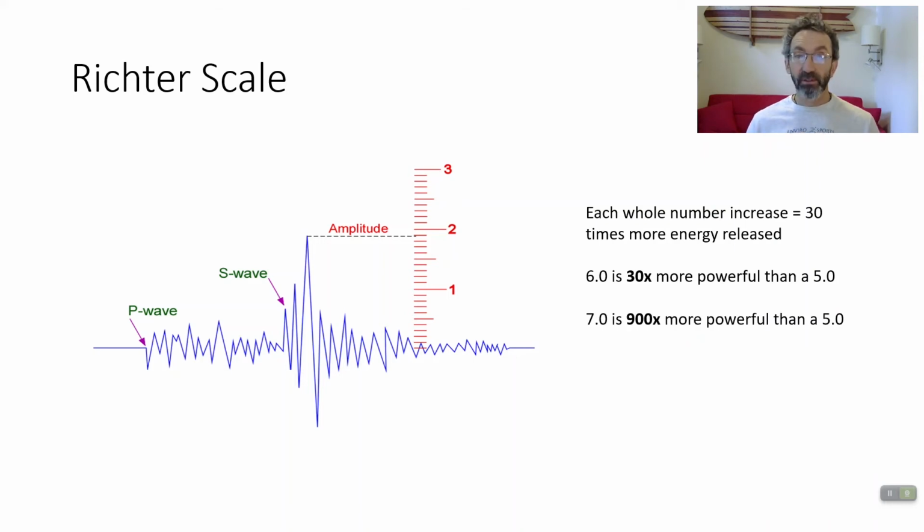And what this means, if it's a 30 times increase for each number, a 7.0 is 900 times more powerful than a 5.0. And this is important because a lot of times people think, oh well, if we have a lot of small earthquakes, that releases the energy of one large earthquake, but in fact, that's not true. So it would take 900 5.0s to release the energy of a 7.0.